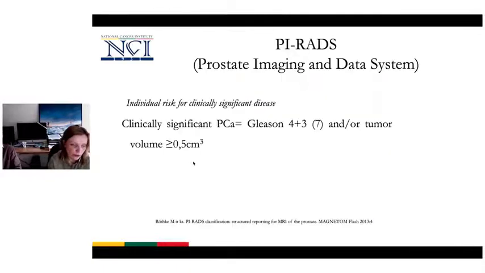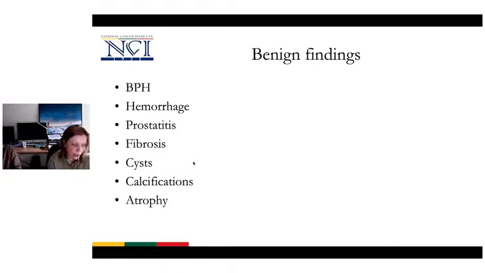So let me remind you that the PI-RADS scoring system is the individual risk for clinically significant disease for the lesion, not for the whole prostate. It's a lesion-based system. Of course, we should make some differential diagnosis between cancer and other benign conditions, such as benign prostate hyperplasia, hemorrhage, prostatitis, fibrosis after some procedures or inflammation, cysts, calcifications, and prostate atrophy.